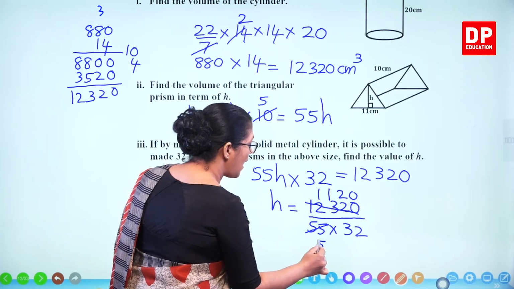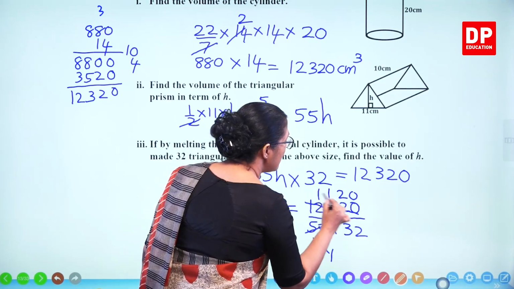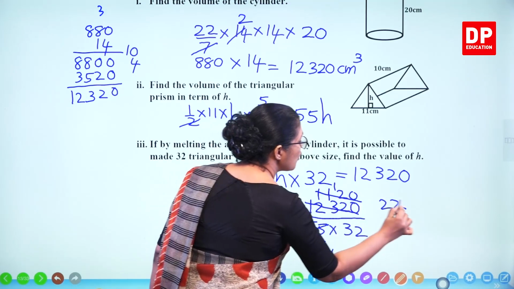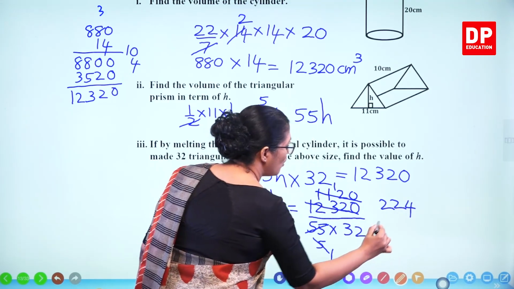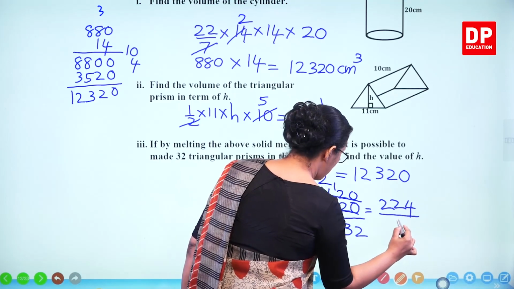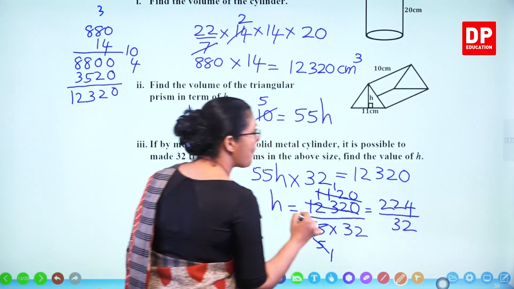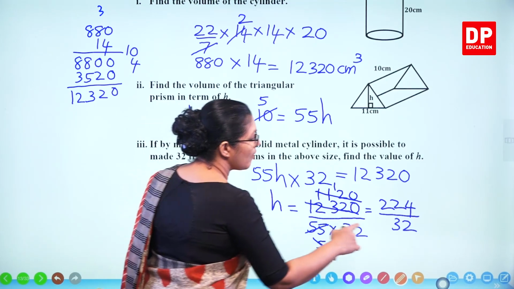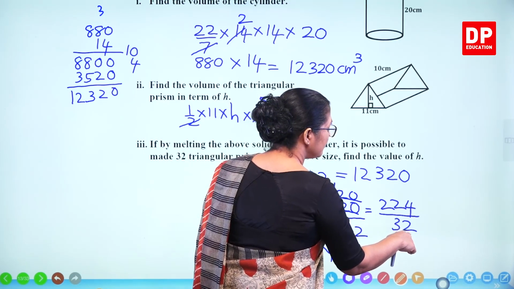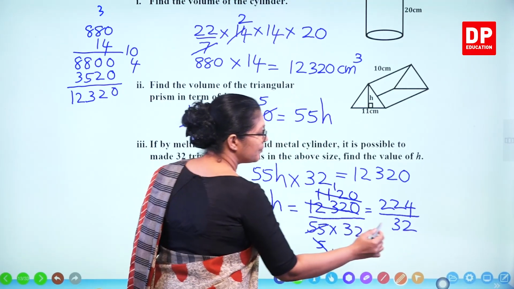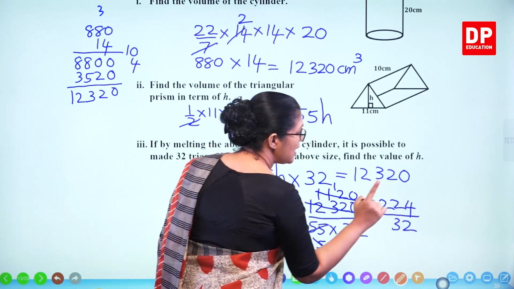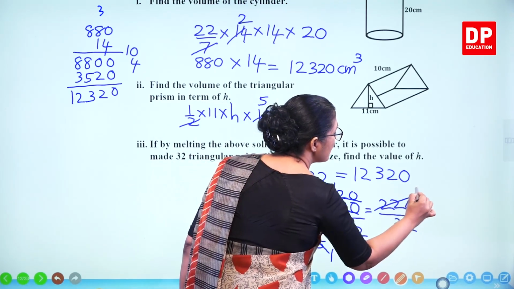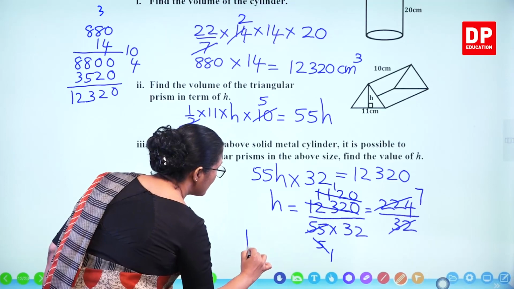You can divide by 5 now. 5 times 1. 5 times 2, 10. And for 12, that's 2. And for 20, that's 4. 224 divided by 32. What's the value? 7. 7 times 2, 14. 7 times 3, 21. Plus 1, 22. So 7.